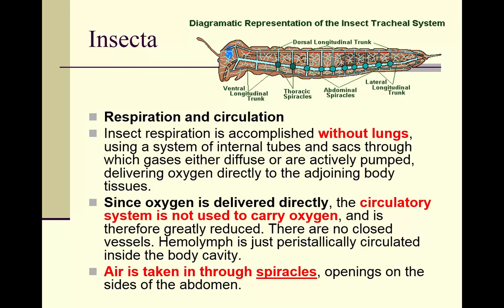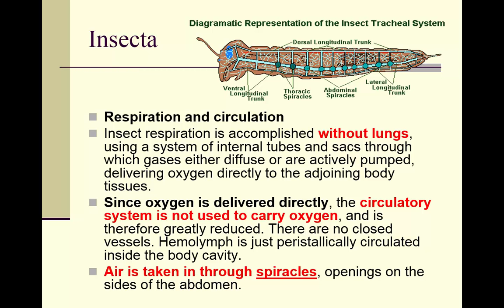As far as respiration and circulation, they don't have lungs. They have internal tubes and sacs where the gases diffuse or are pumped in to deliver oxygen to everything in the body. And since the oxygen is delivered directly, the circulatory system doesn't have to carry oxygen. It is an open circulatory system.